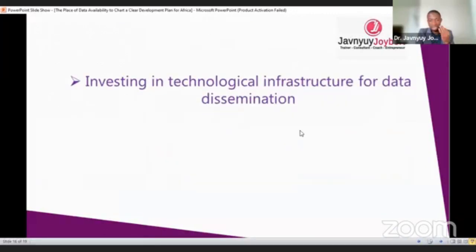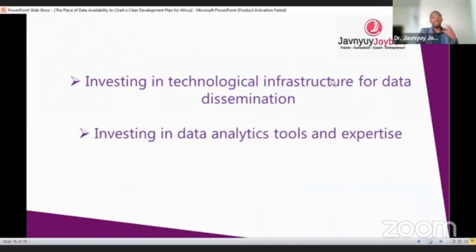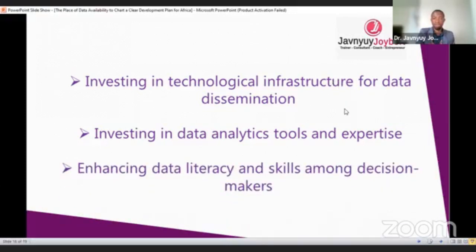Next, investing in technological infrastructure for data dissemination. Start building databases, online platforms where we can come and search stuff here and there, right? And of course, investing in data analytics tools and expertise. Start training yourself on data analytics and buy tools. Google Analytics, learn some of these online platforms that can analyze data. It is going to help you a lot.